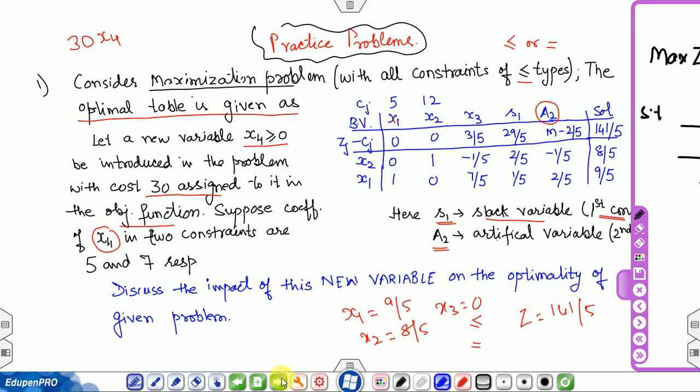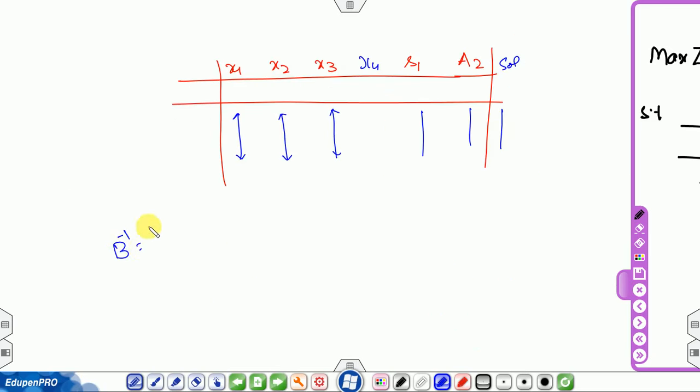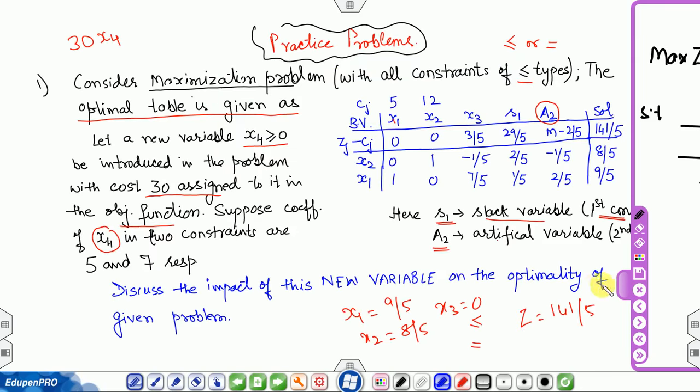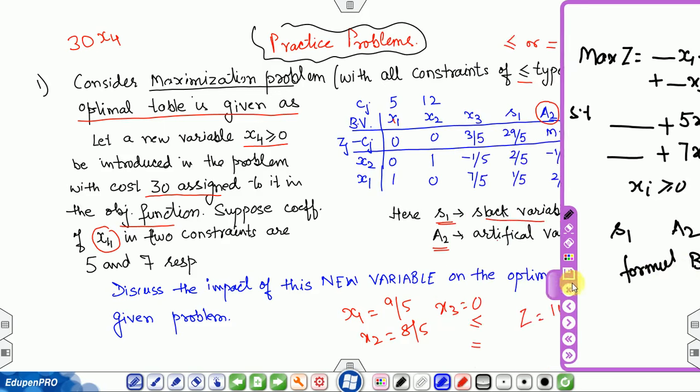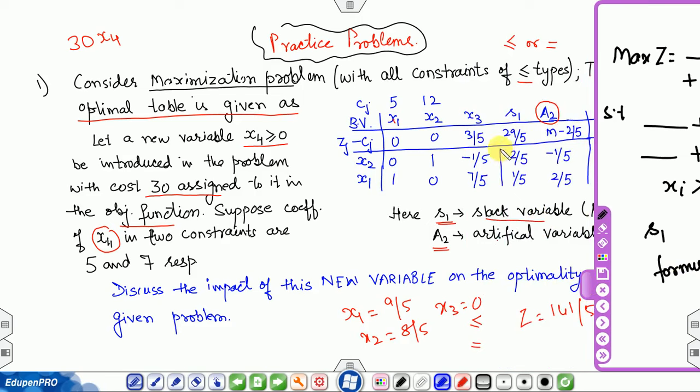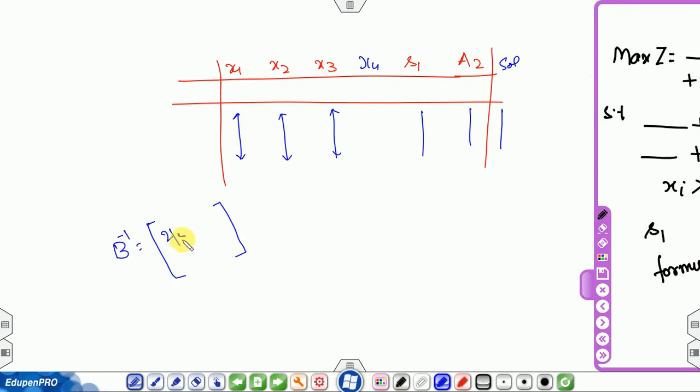Firstly, you have to find B inverse. So what is B inverse? The problem has two constraints, so the basic variables are S1 and the second is A2. This is my B inverse: 2 by 5, 1 by 5, then minus 1 by 5 and 2 by 5.